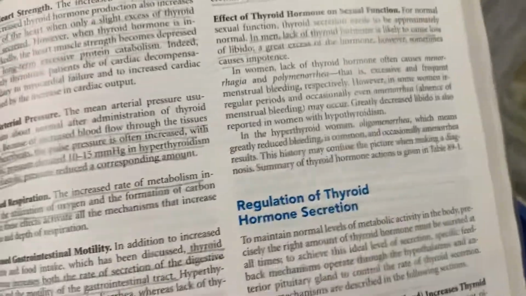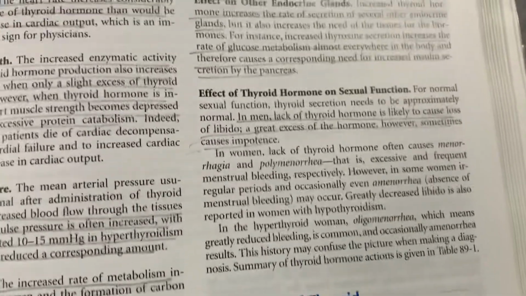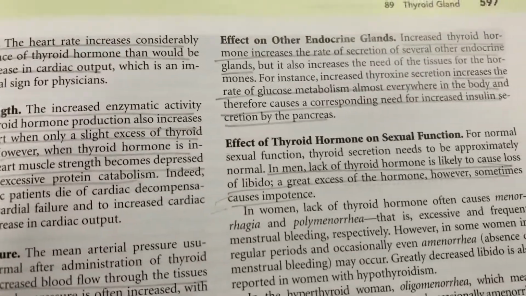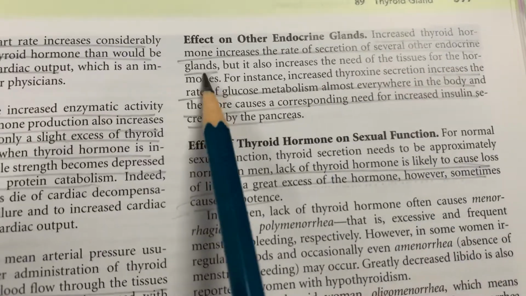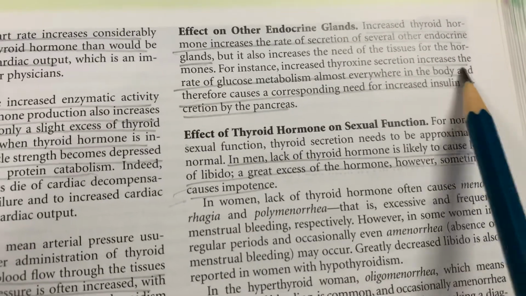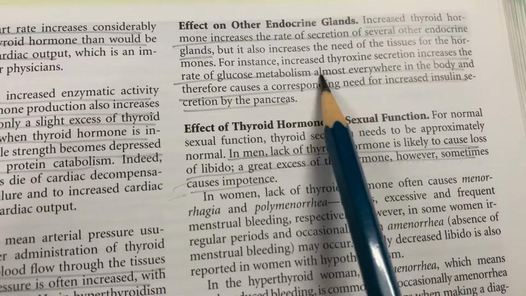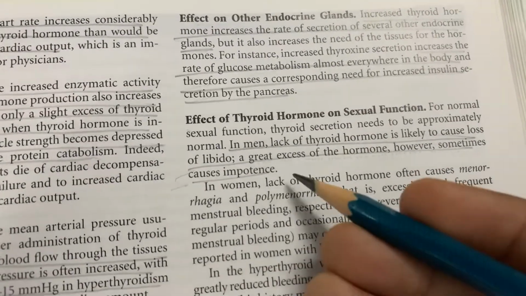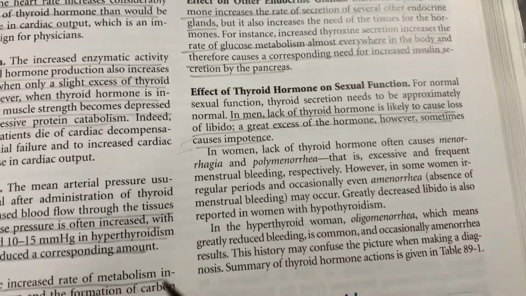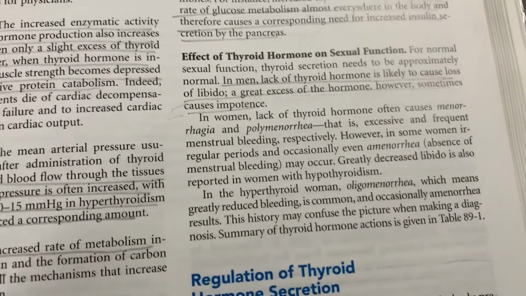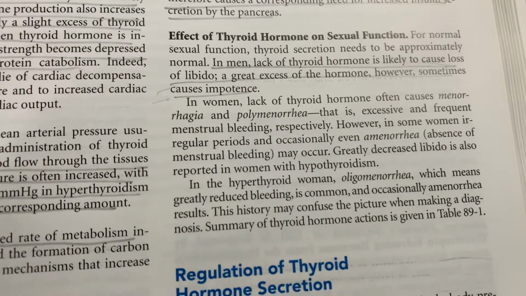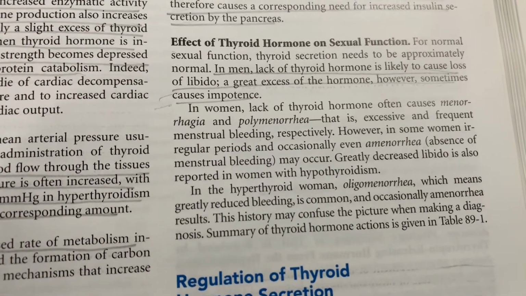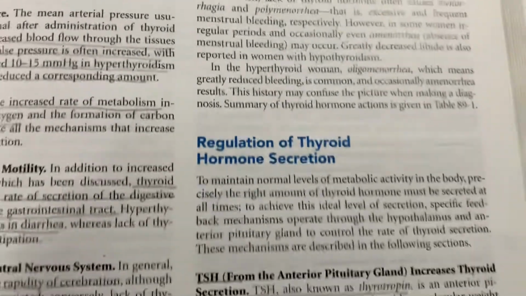Okay, that is why a person with hypothyroidism is sluggish. Effect on other endocrine glands. Increased thyroid hormone increases the rate of secretion of several endocrine glands, and for example, it increases the rate of glucose metabolism. So that is why there is increased need for insulin secretion by the pancreas. And thyroid hormone is also essential for sexual functions. In men and women, a lack of thyroid hormone is likely to cause loss of libido.